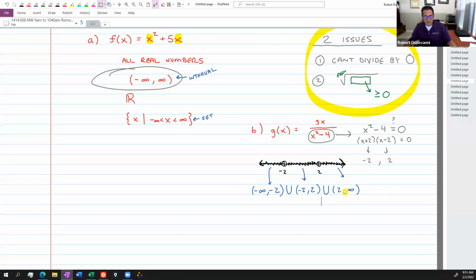Set notation is actually easier for this, because if you did set notation, it would look like this. The set of X such that X is not equal to 2 and X is not equal to -2. So instead of telling me what it can be, in set notation, you can just tell me what it can't be. It's much easier. But whatever, we're going to stick with the interval notation.